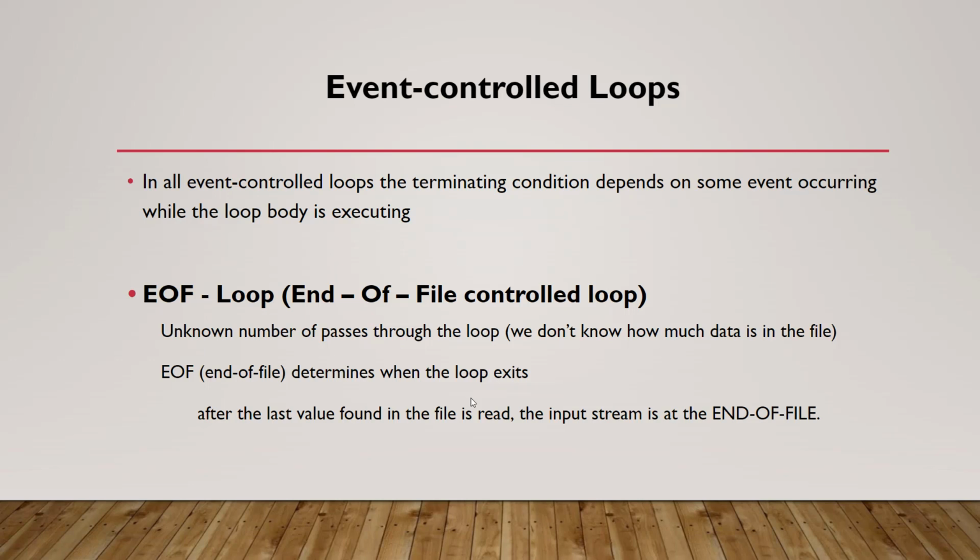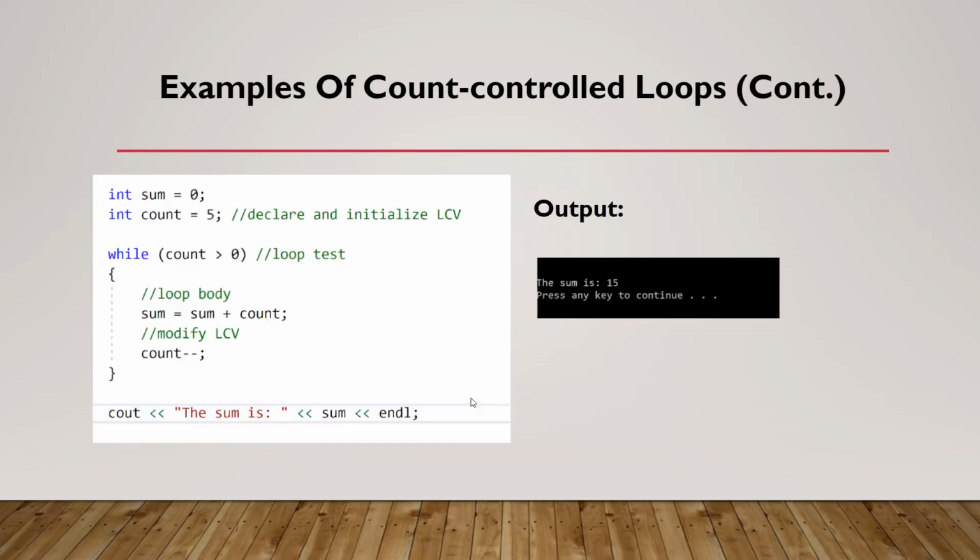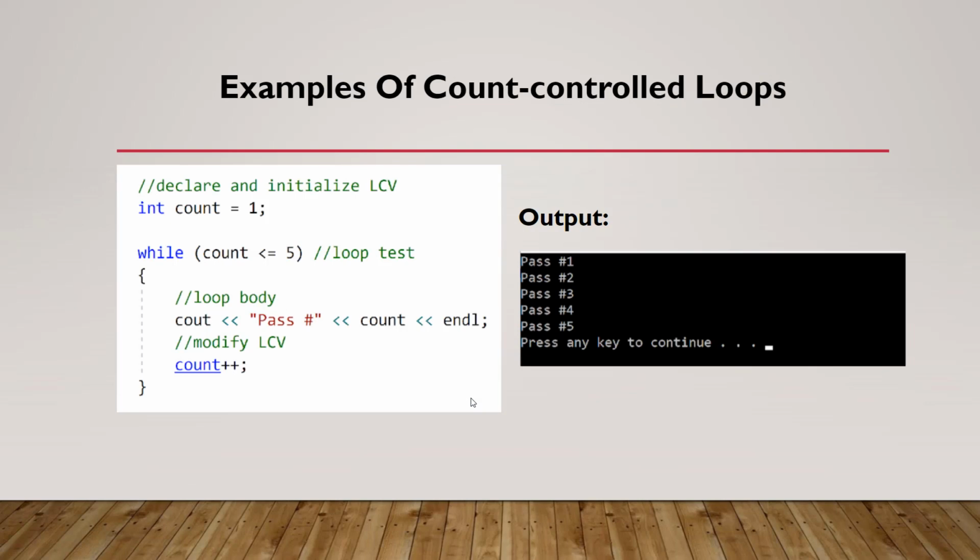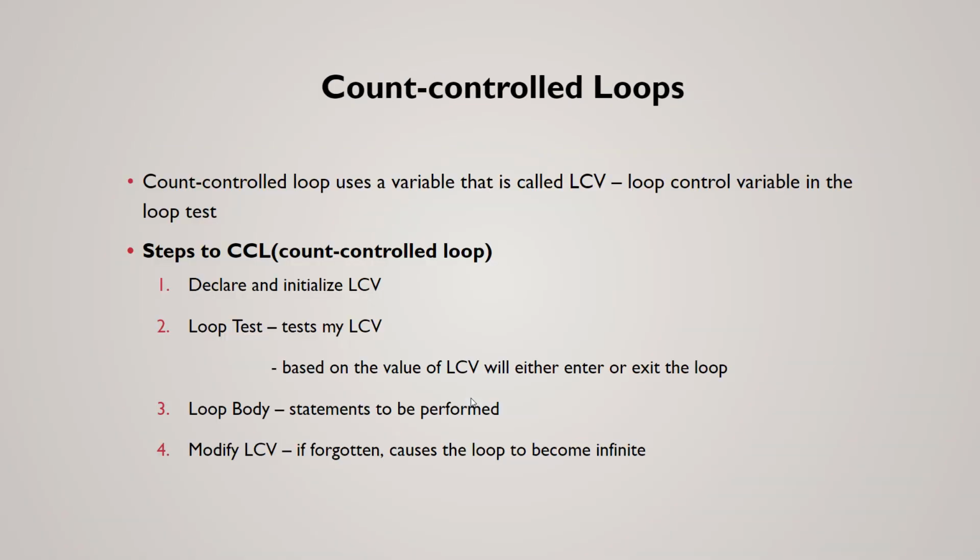So that was count controlled loops. We saw going backwards, we saw going forwards, incrementing, decrementing. And I just want to show this one more time, these are the steps, what I would call the anatomy of a count controlled loop: declaring and initializing the LCV, doing our loop test, our loop body, and then modifying the LCV.